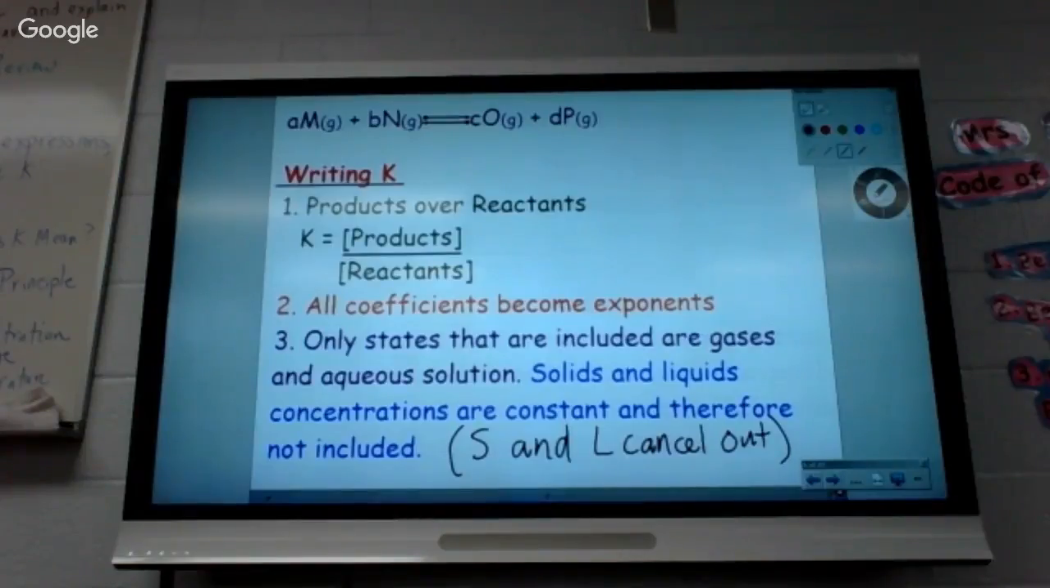Sometimes the questions won't give you any concentrations for solids and liquids because they know you're not using them. Sometimes they'll give you the concentrations to throw you off. Okay? So you have to decide, do you need them or do you not need them in those cases?